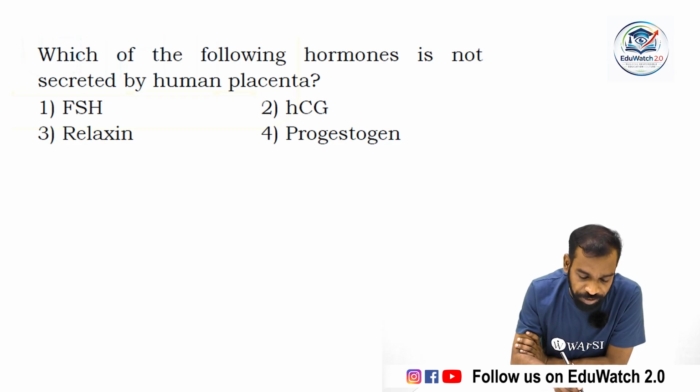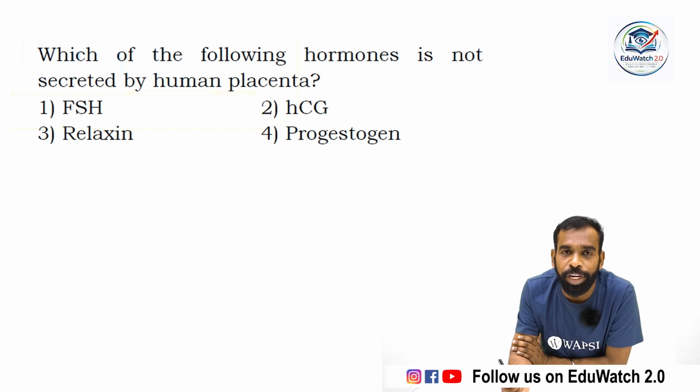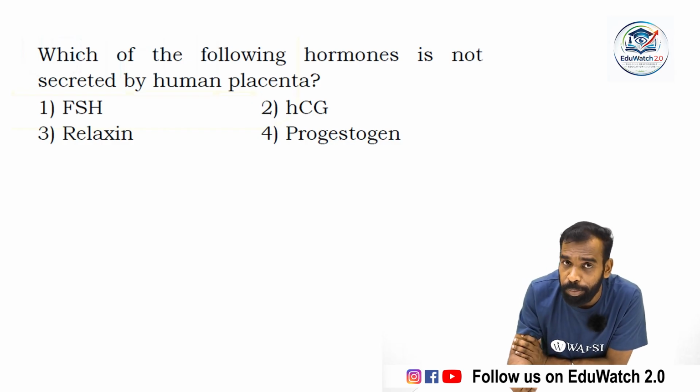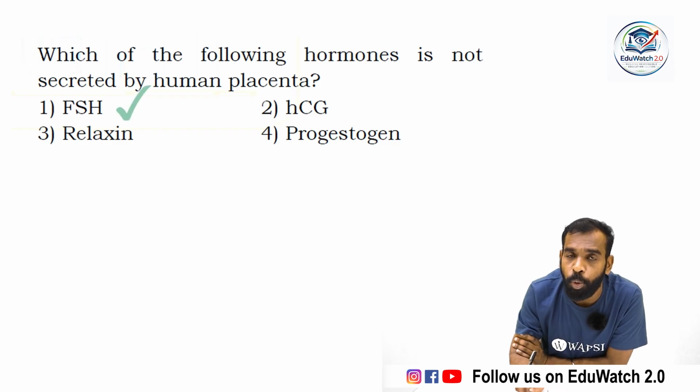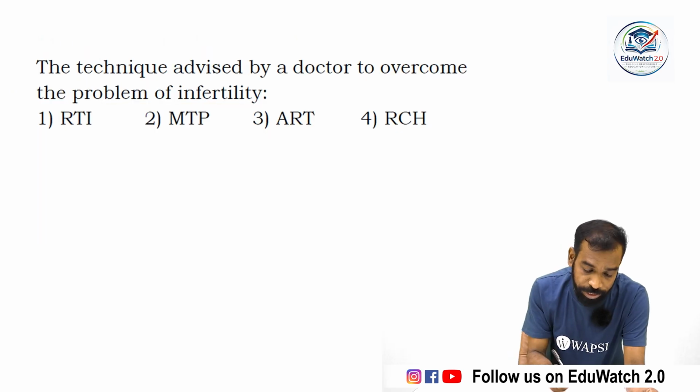What about FSH, follicle stimulating hormone, which is very much essential for the menstruation process? Follicle stimulating hormone will be secreted by the pituitary gland. Get me, my dear students? Follicle stimulating hormone will be secreted by the pituitary gland, not the placenta. Human chorionic gonadotropin, relaxin and progesterone are the major hormones secreted by the placenta. Question number 10.